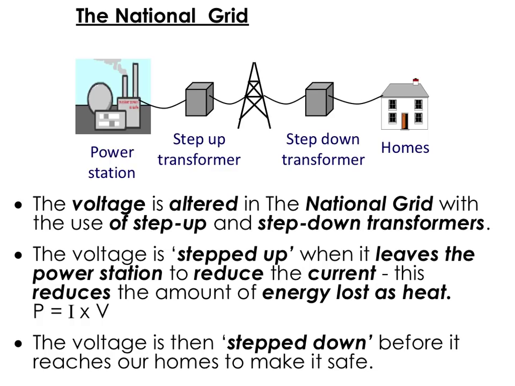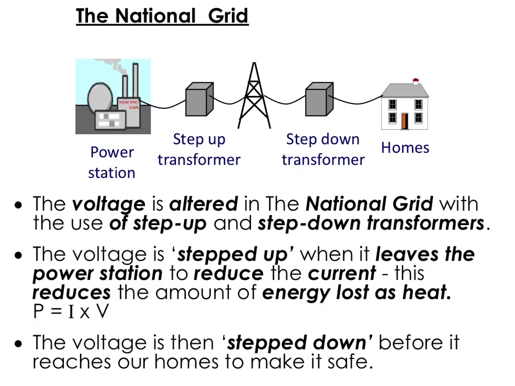So how we get our electricity to our 3-pin plug is through the national grid. National grid basically is what connects the power stations to our homes and allows that electrical power to be transferred from the power stations directly to our homes. The voltage is altered before it goes onto the national grid, and it's altered by a step-up transformer.